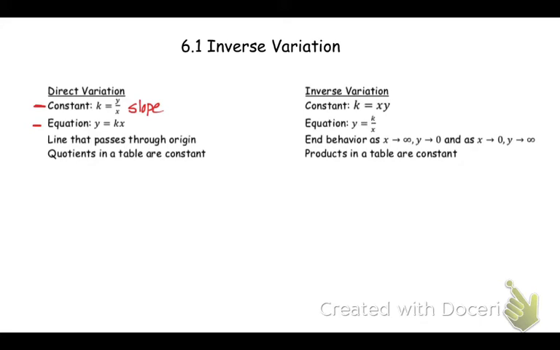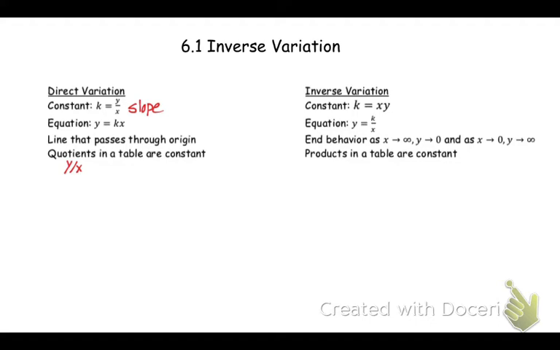But what's specific about this line, it can't just be any line for it to vary directly. It has to be a line that passes through the origin, because if you notice, there is no y-intercept to that line. It is just a slope times x. And then the last thing about direct variation, if you had a table of values and you want to see if it varied directly, the quotients in that table, y divided by x, again very similar to slope, would be constant throughout the table, and that's a way we could tell if those points were varying directly.